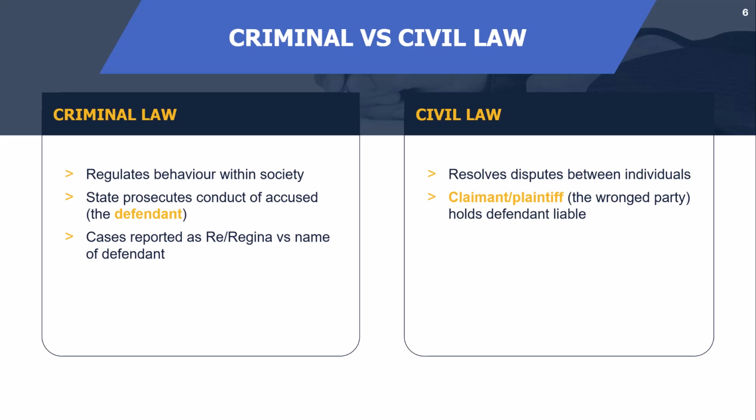So it would be R, it's in the King or Rex versus, or Regina. At the moment we're Rex, unfortunately, since last year. So it would be Rex versus Murphy, and that would tell you I was being prosecuted for a crime. Whereas if it was a civil law case, then it would be something like Murphy v Murphy, or we tend to say Murphy and Murphy rather than v when we're talking about the cases.